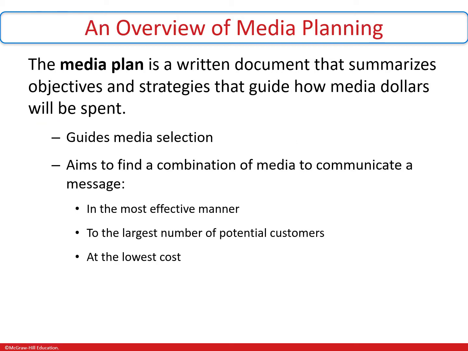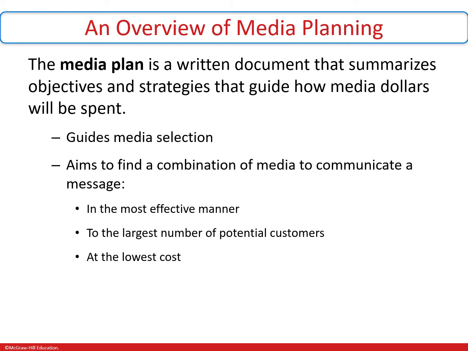Bells and Bells define the media plan as a written document that summarizes objectives and strategies that guide how media dollars will be spent. So what you need to take from this definition is the first thing is that it will guide how media is selected for the campaign, and the entire thought process behind a media plan is to, based on objectives, determine what combination of media are going to be best for the most effective communication of the message for the campaign.